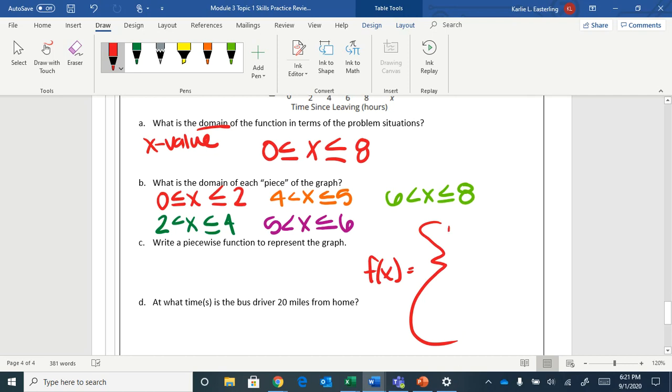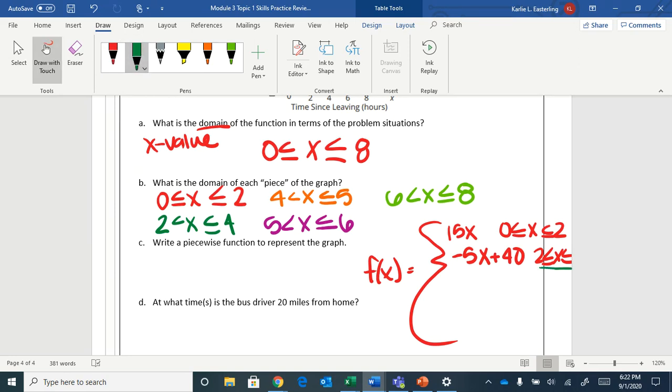So for our first piece, our equation is 15x, and that is for 0 to 2 for x. Our second piece is negative 5x plus 40, and that was, I believe, for 2 to 4, and that 4 is going to disappear, so I need to move all this over. Actually, I'm not going to move it over. I'm going to underline this in green, so that's the domain that should be there. Then we'll have that 20, and that is for that 4 to 5 piece.